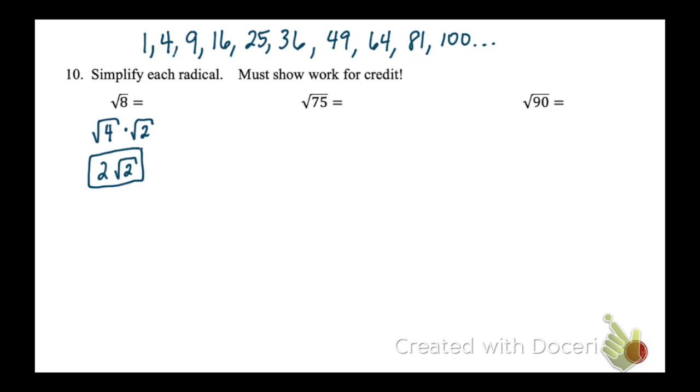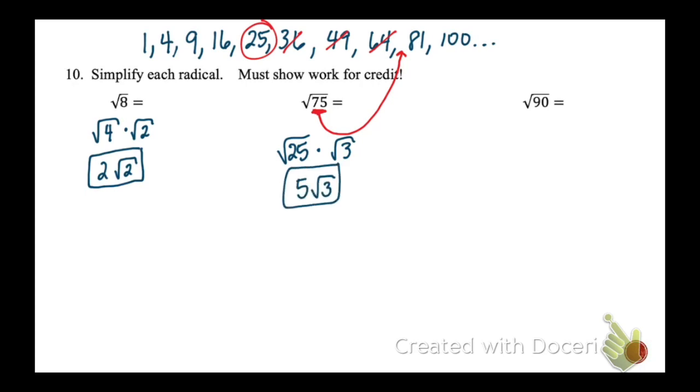Next, for square root 75, same idea. We're going to figure out where in the list it falls, and then we're going to see what number to the left divides it. So 64 doesn't divide 75, 49 doesn't, 36 doesn't, but 25 does. So now I know I can write that as the square root of 25 times the square root of 3. 25 times 3 is equal to 75. And I can simplify this by taking the square root of 25, which is 5, and leaving square root 3 as it is.